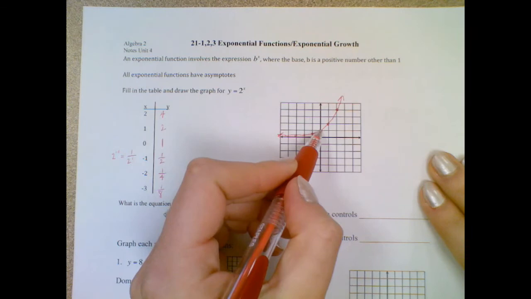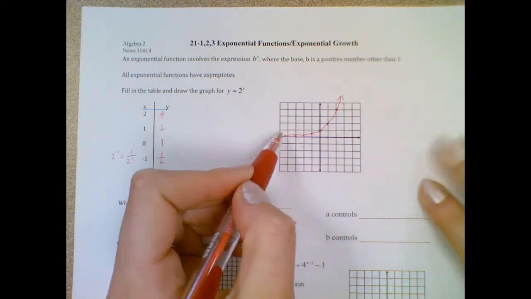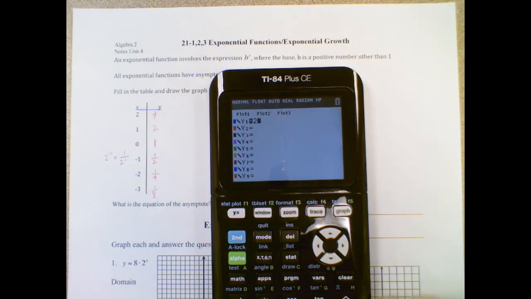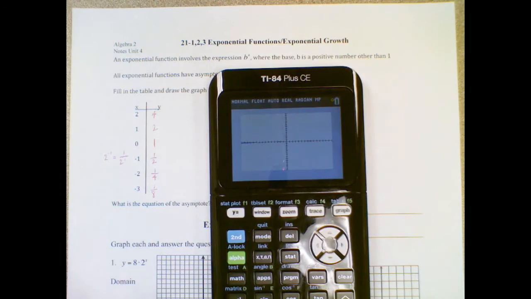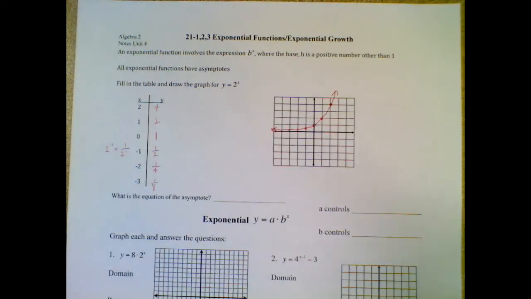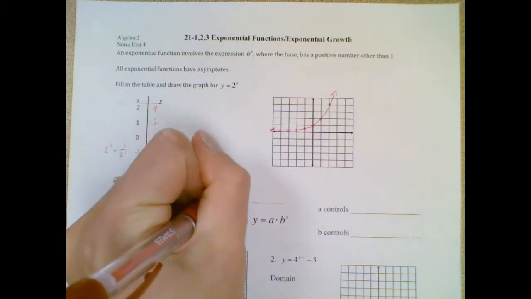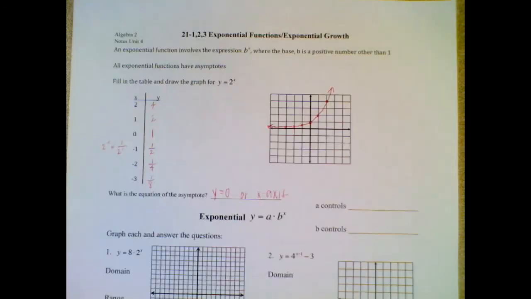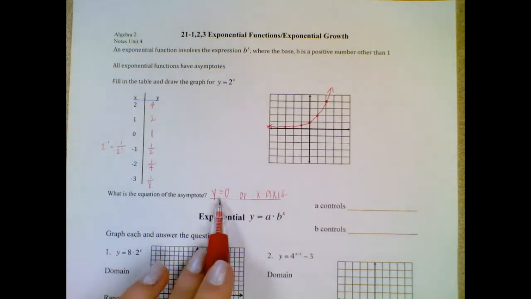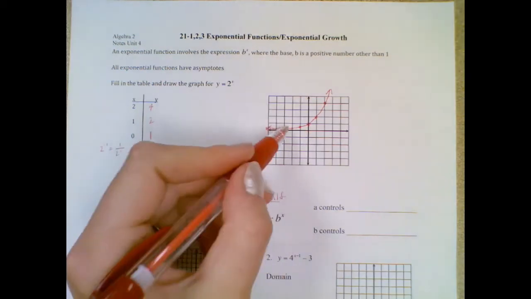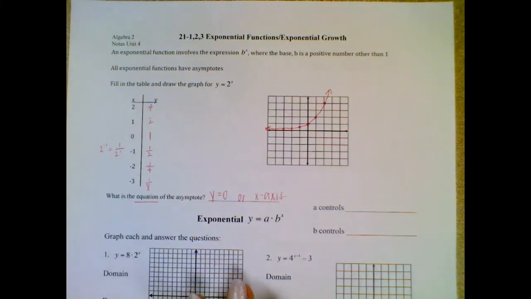So notice how my graph keeps going down here, but if we graph this in our calculator, 2 to the x power, let's graph that just to see what it would look like. Yeah, see, the graph doesn't go below the x-axis. So we have an asymptote at y equals 0, that's that line, or you could say the x-axis, okay? But I want you to write down the equation, okay? I'm asking for the equation, so make sure you write that down. All right? So the graph approaches the x-axis but never touches it. That's why it's an asymptote.